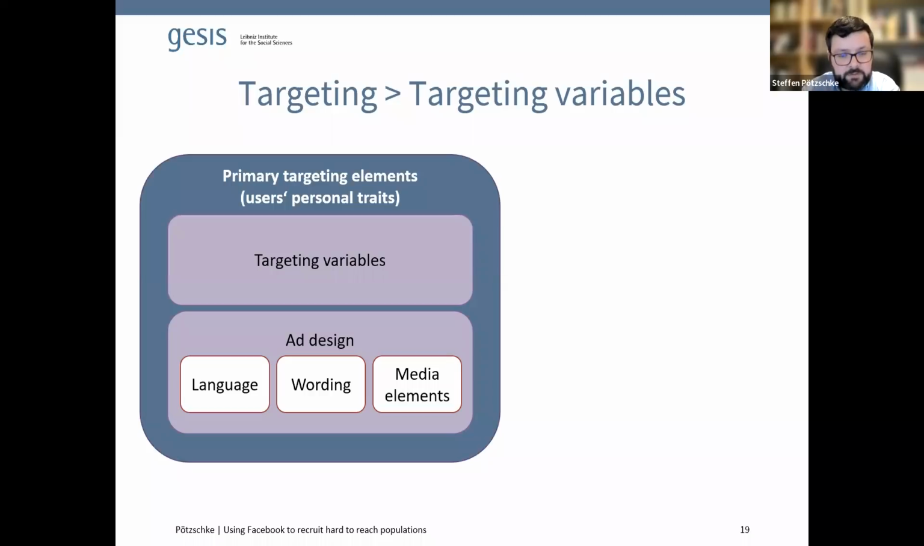And last but not least, we have the media elements in this group. So obviously you should put some thinking into the selection of pictures or videos, if you want to use those, that you will use in your advertisements.